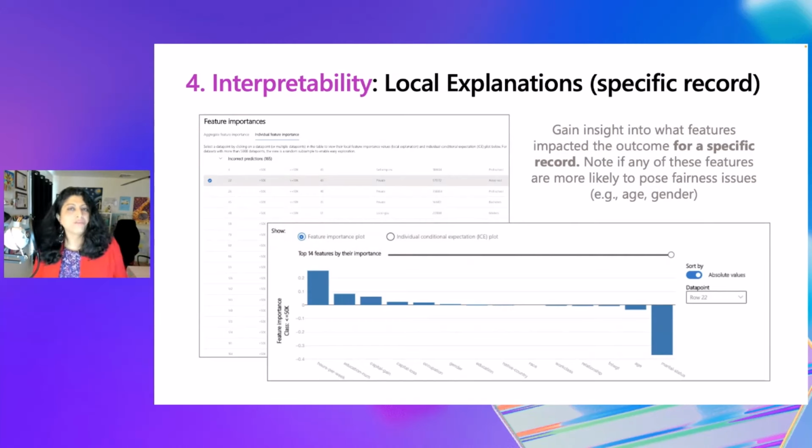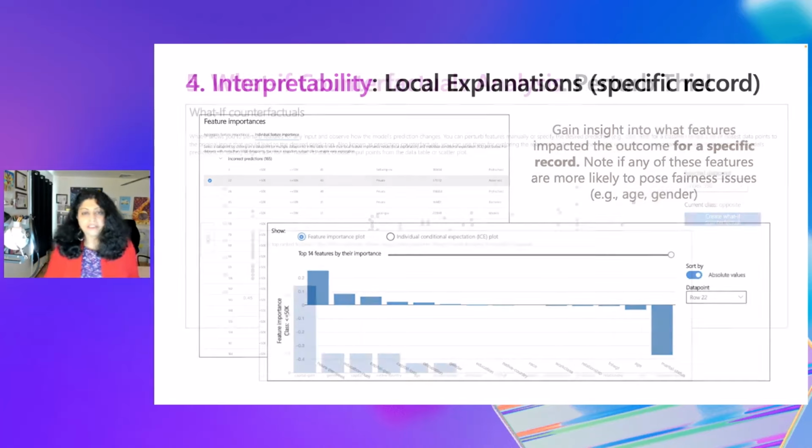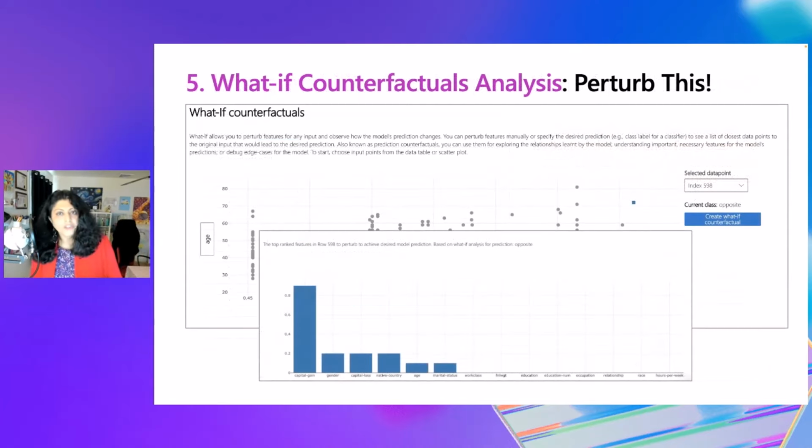I can pick up one of those rows and say, why did this particular person get an incorrect prediction? And it can then analyze it and say, for this record, the features that had the highest impact were hours per week, education, capital gain, capital loss, occupation, and so on, which starts to give you a sense of, okay, there are these factors that we should look into and understand how we need to balance them better. What if counterfactuals is perturbation?